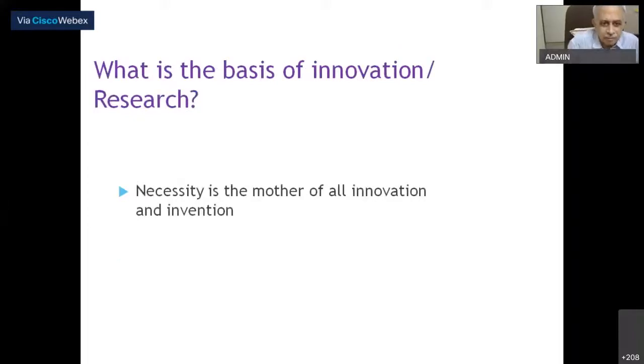So as it is said, necessity is the mother of all innovation and invention. Unless you have a necessity for it, you do not do the work. Let it be your graduation, promotion, or some day-to-day problem with your patient care or anything. So you find a necessity, then you work for it.